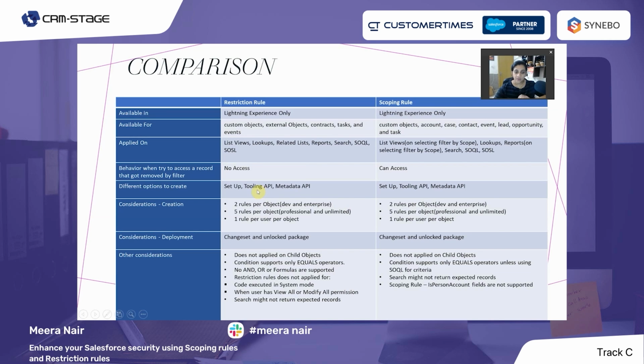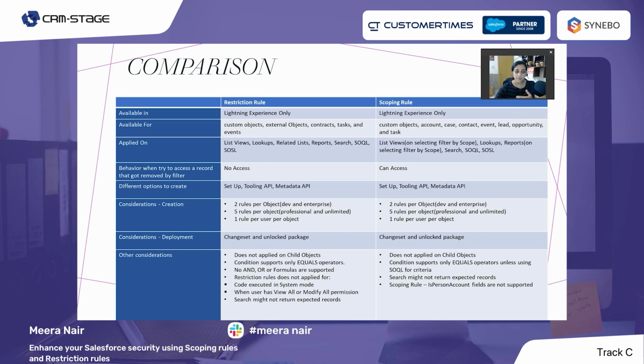Both can be created from setup or using tooling API or using metadata API. And what are some of the other considerations for rule creation? Both restriction rules and scoping rules you can see in dev and enterprise editions. You can create a maximum of 2 rules per object. And for professional and unlimited, it is 5 rules per object. And another important factor is that we can create only one rule per user per object.